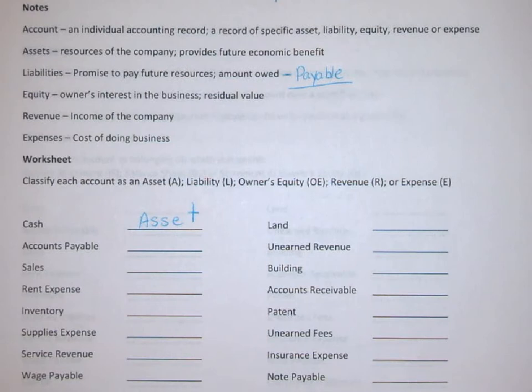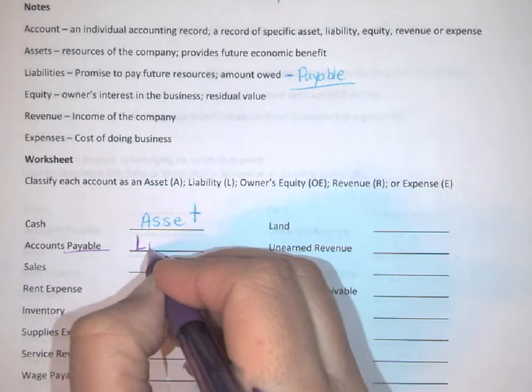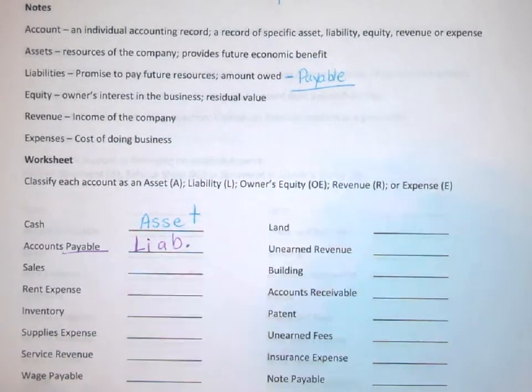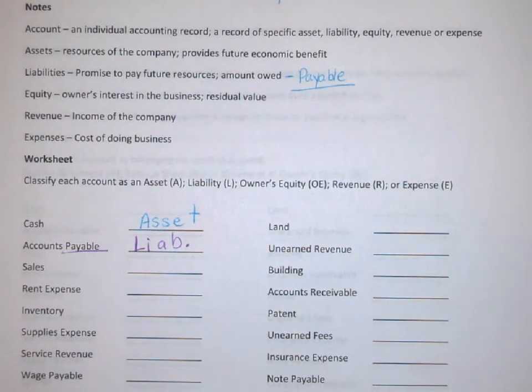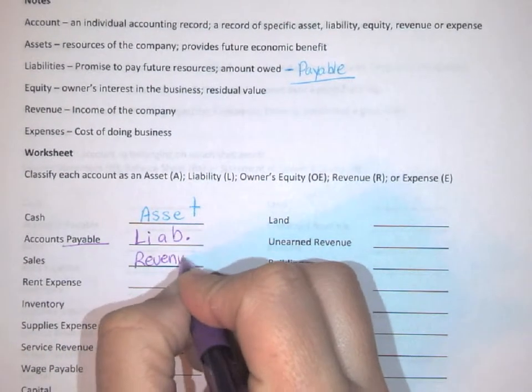When we look at accounts payable, we see that key word I was talking about a moment ago, and that key word is payable. Since we see that word payable, we automatically know that that is a liability. The account sales. Sales would be an account where we would record all of the sales that the company has. And so sales in this case would be a revenue account.